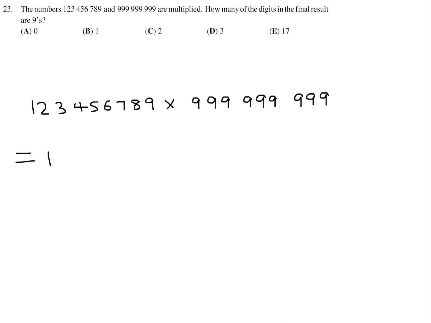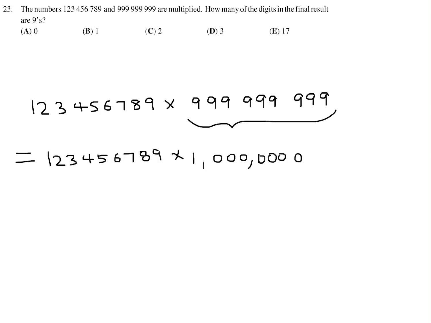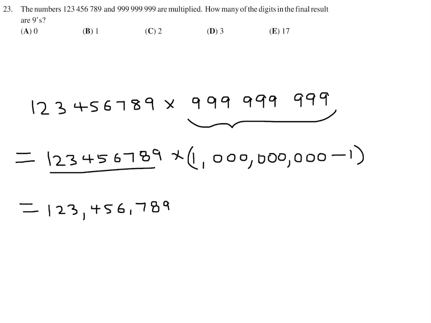So what I did was I just multiplied this number by a manipulation of this number. And that manipulation is this big number minus 1, like that. And this big number, I believe, is 1 billion, if my math is correct here. So we've got 9 zeros, so that is indeed 1 billion. So if you have this big number multiplied by that billion, it just becomes 1, 2, 3, 4, 5, 6, 7, 8, 9, followed by 9 zeros like that.